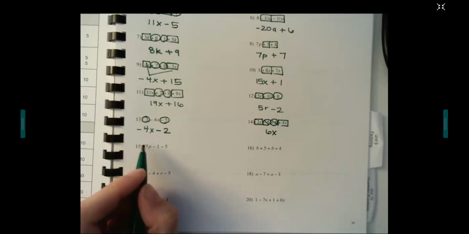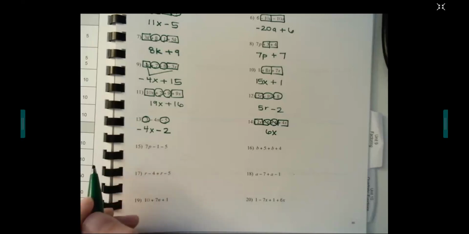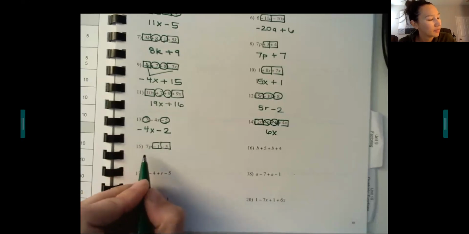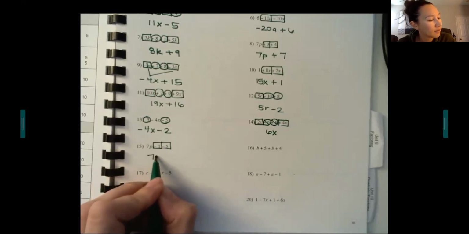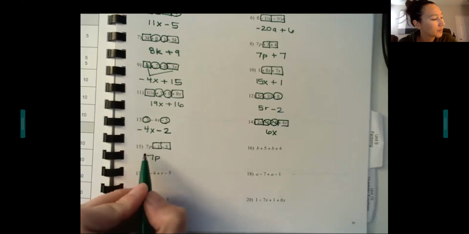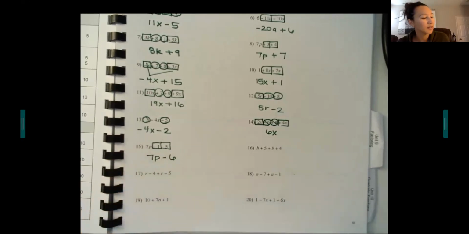So number 15. Okay. You box the -1 and the -5. Good. And then the 7p is just by itself. Yep. And then you get -6. Very good. So 7p minus 6. Thank you, Bella.